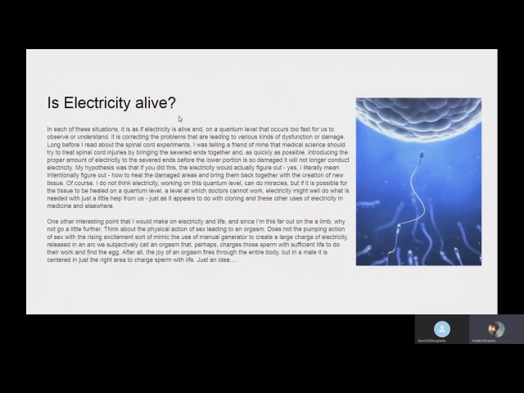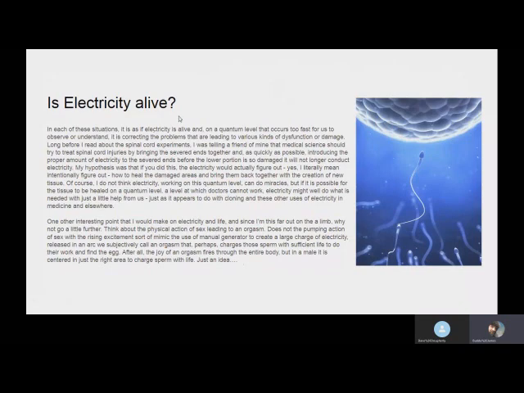Of course, I do not think electricity working on this quantum level can do miracles, but if it is possible for the tissue to be healed on a quantum level, a level at which doctors cannot work, electricity might well do what is needed with just a little help from us, just as it appears to do with cloning and these other uses of electricity in medicine and elsewhere.